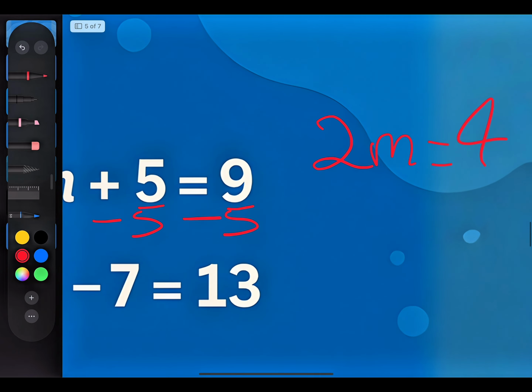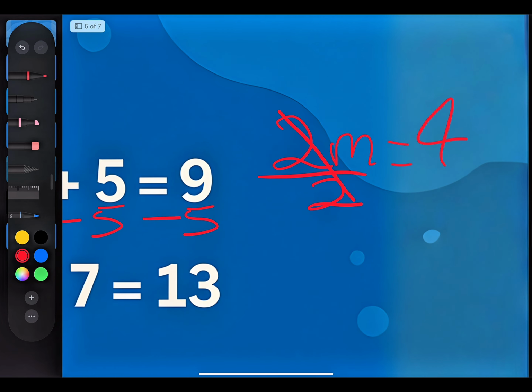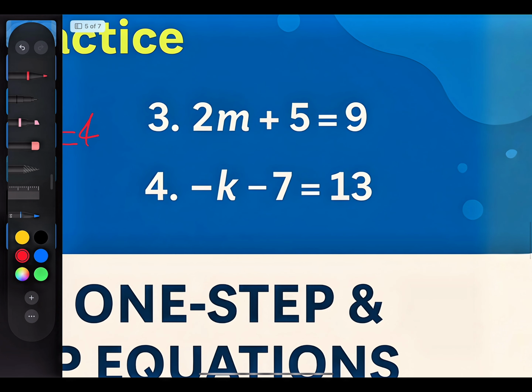And now we gotta cancel the multiplication. So we divide by 2, these two cancel out. We also divide by 2 here, and our solution would be m = 2. Next equation, so our next equation is -k - 7 = 13.